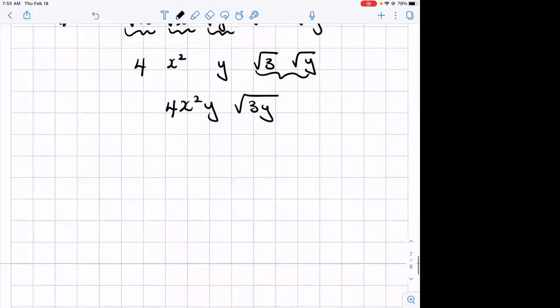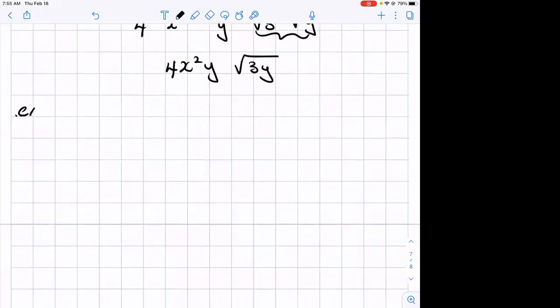Let's look at one more example. Simplify. How about if we have the cube root of 48 a squared b cubed c to the 4th.